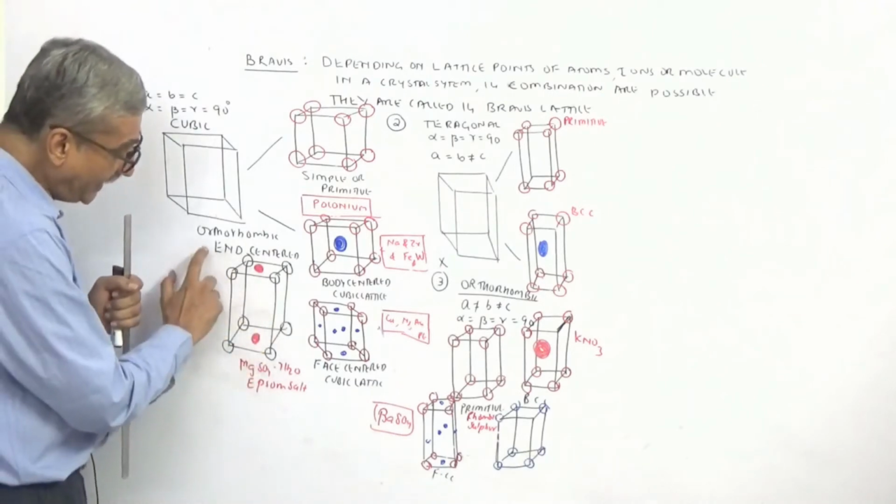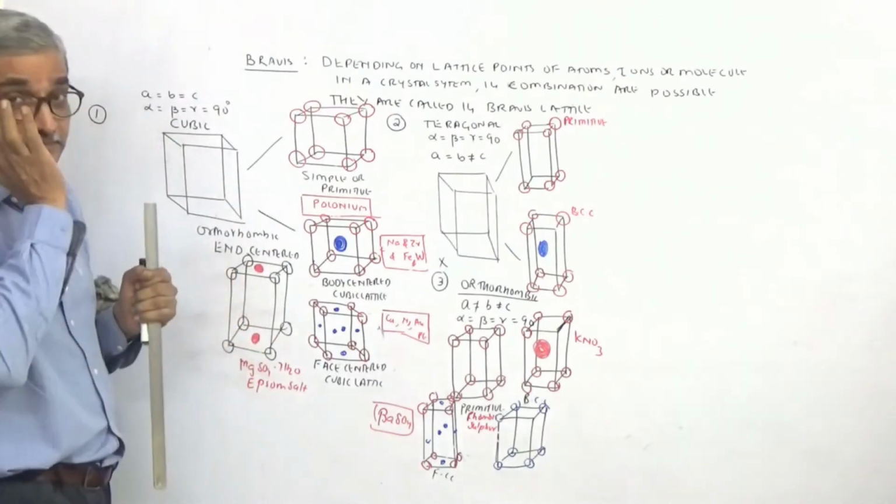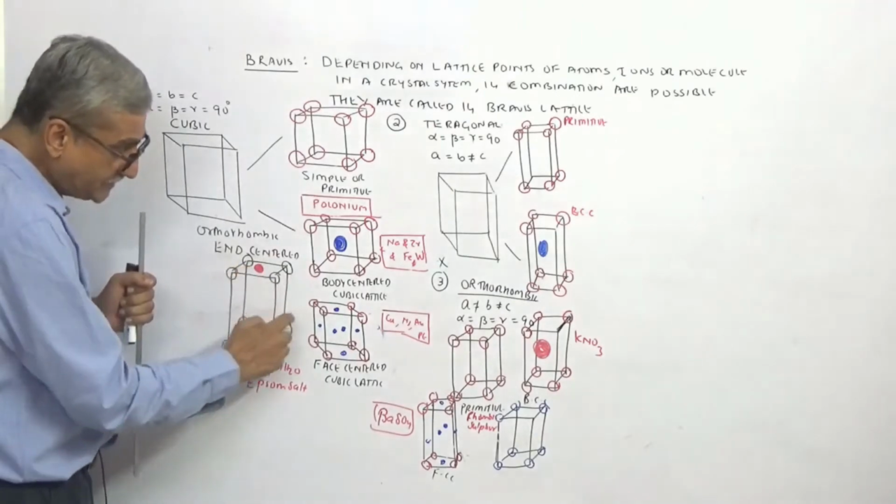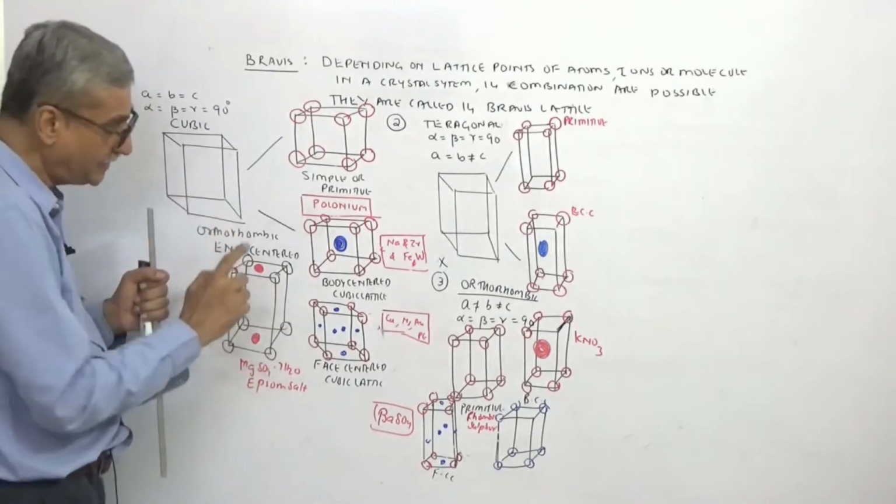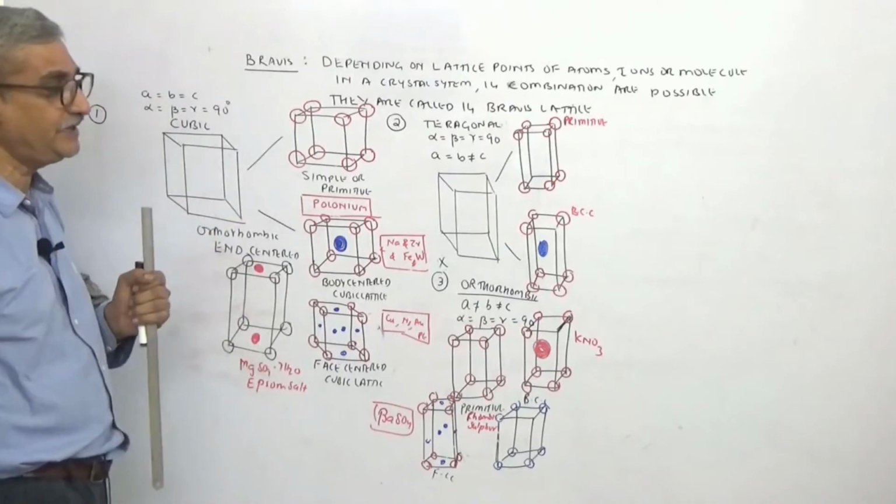So end centered is top and bottom. It is clear, not the face. अगर पूरा 6 faces आएगा तो face centered आएगा, खाली ऊपर और नीचे आएगा तो then it will be end centered.